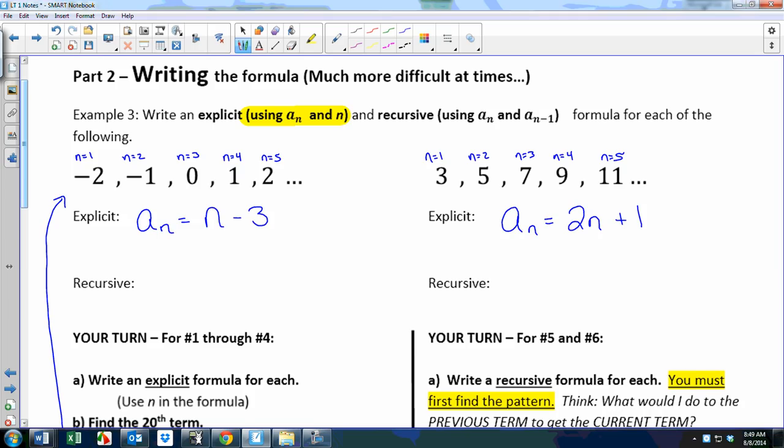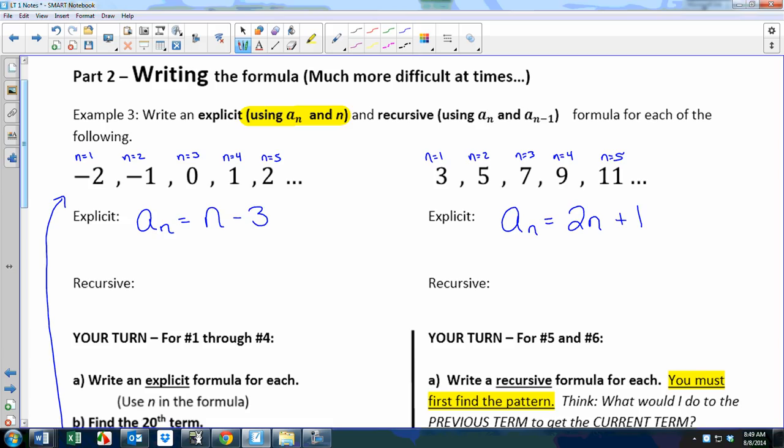Recursive. Your mind has to shift. You're no longer thinking, what do I do? You're thinking, what do I do to that previous term? What do I do to that previous term? So your first step in all of these is, what's the pattern? What's the pattern in our first example, -2, -1, 0, 1, 2? +1, right? So your pattern, recursive, is add 1 every time.